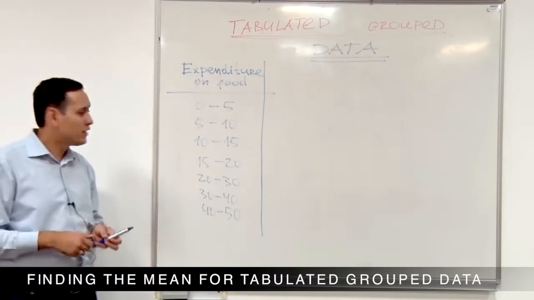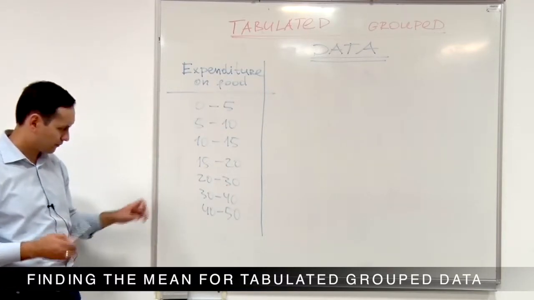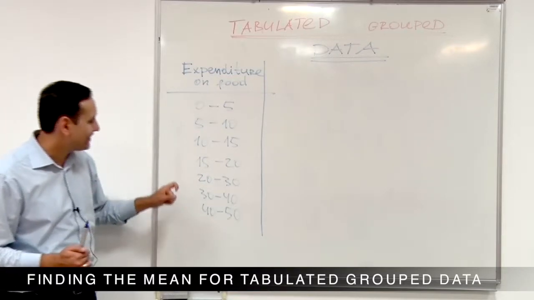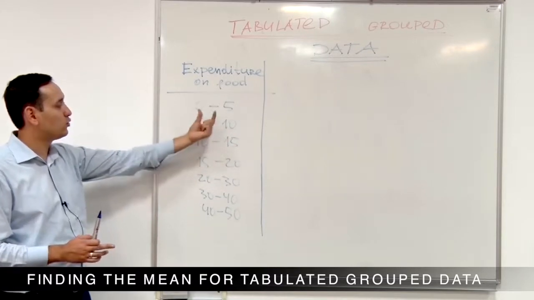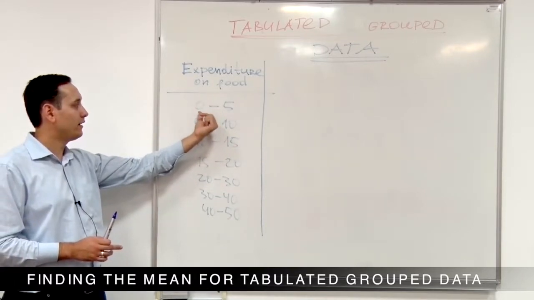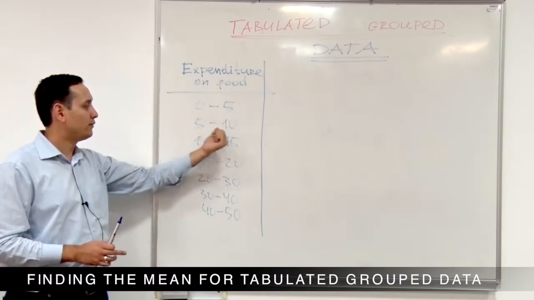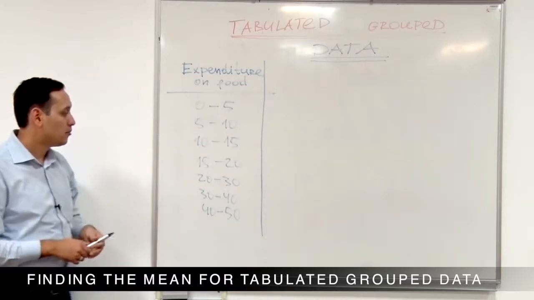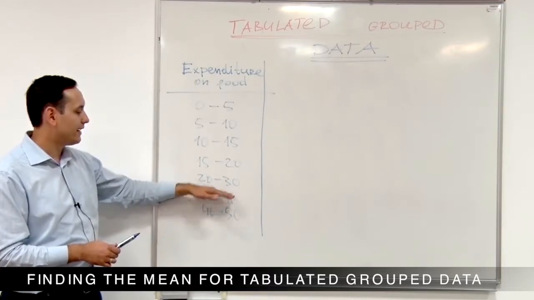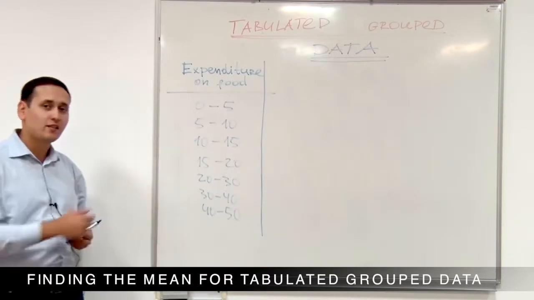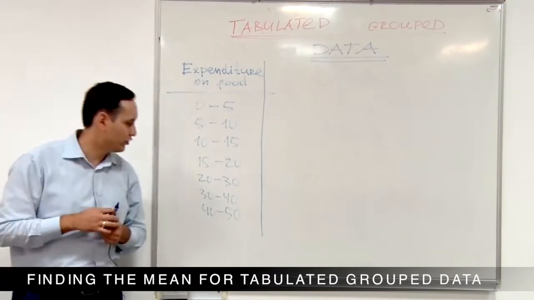And something that you have to pay attention to is that the widths of these groups are different. For example, the width of this group is 5, so 0 to 5, 5 to 10. It's 5. But starting from here, the width increases. So it's not 5, but 10, 10, 10. So this is something that we have to pay attention to.